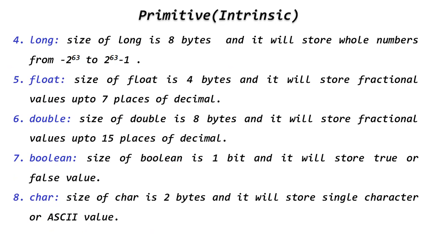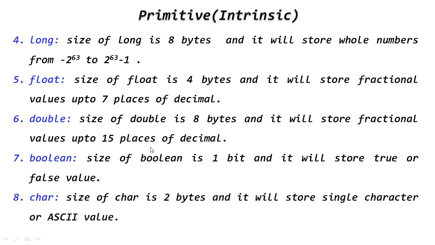What about long, the fourth category of primitive intrinsic data type? Size of long is 8 bytes, and it will store whole numbers from minus 2 raised to power 63 to 2 raised to power 63 minus 1. Then float, it will take 4 bytes. It will store fractional values up to 7 places of decimal. And what about double? Size of the double is 8 bytes, and it can store up to 15 places of decimal.